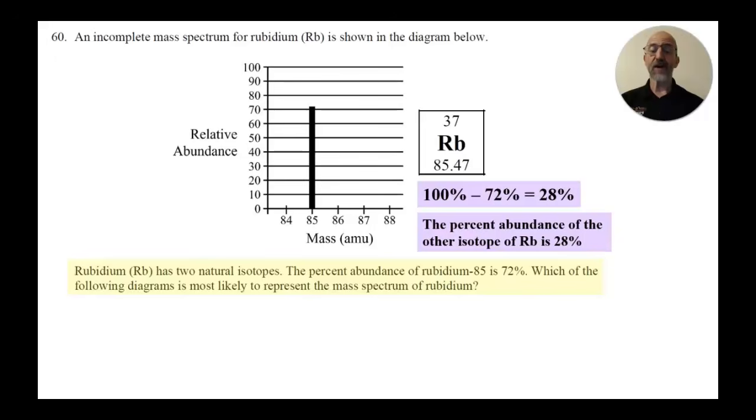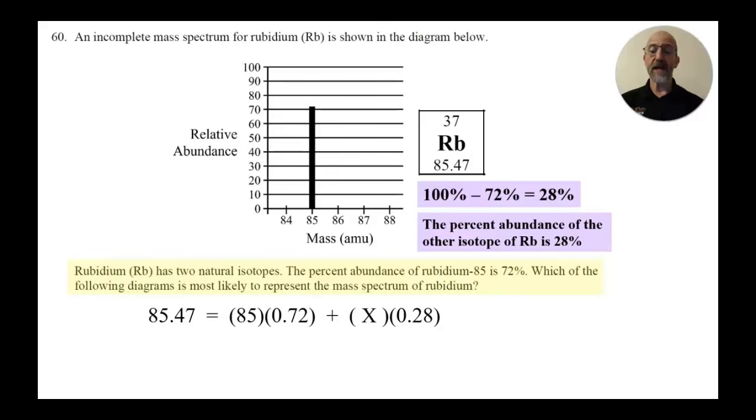So 85.47, which is the average atomic mass, is equal to the mass number 85 times its percent abundance as a decimal, so 0.72, plus the other mass number, which I don't know yet, x, times its percent abundance as a decimal, which is 0.28. All I have to do is the algebra to solve for x.